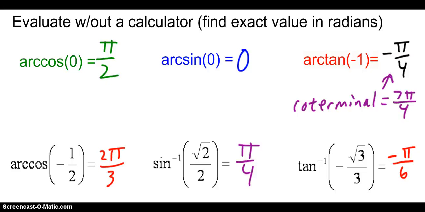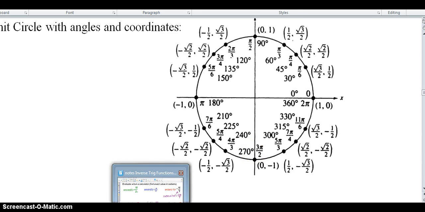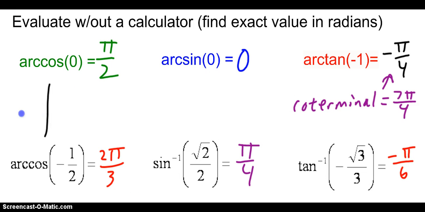Okay, so what is the arc cosine of 0? It is pi halves. How do I come up with that? I use my unit circle. Cosine is the x value. Where is the x value 0? It's 0 at pi halves and 3 pi halves. But 3 pi halves is not within the range of the arc cosine function. So I'm stuck looking at just the top half of the circle, and so I have pi halves.